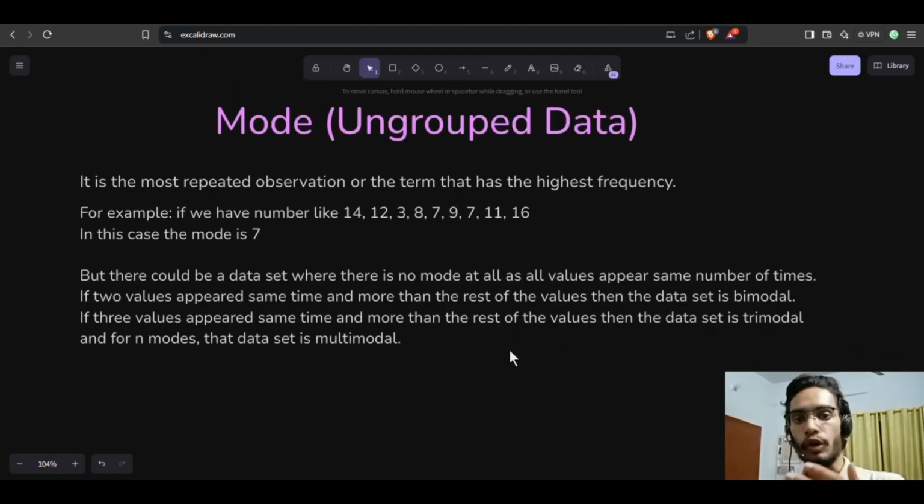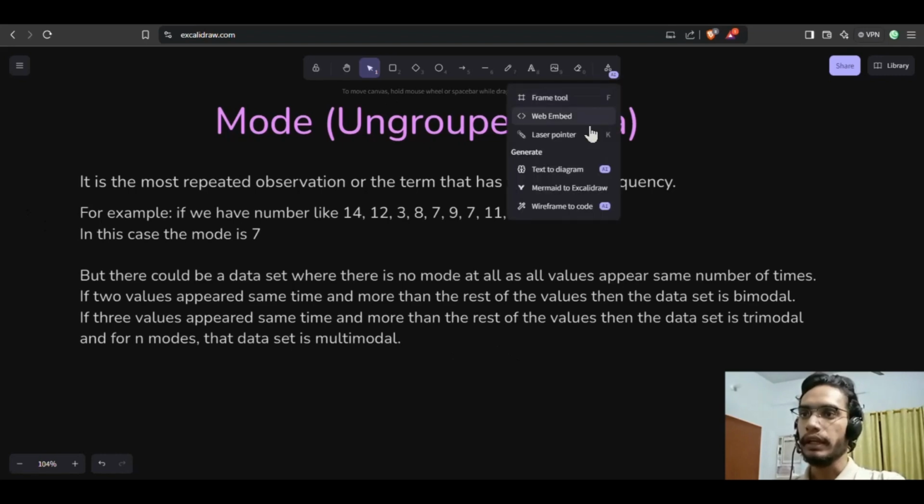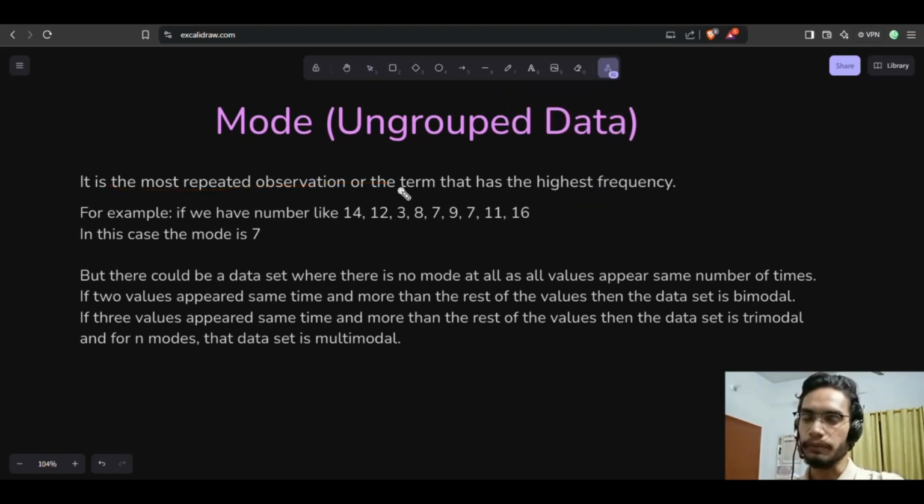Let's understand what the mode is. The mode is the most repeated observation, or the term that has the highest frequency in your data, right? If there is a term that is repeating most or appearing frequently in the data, you can declare it as the mode. For example, take 14, 12, 3, 8, 7, 9, 7, 11, and 16. In this whole data, you can clearly say that 7 is repeating 2 times, and the rest of the numbers appear only once. So 7 is your mode because it repeats the most.